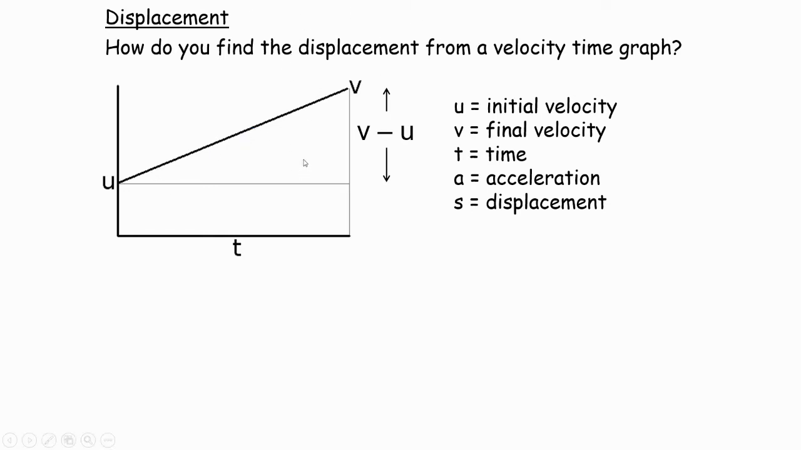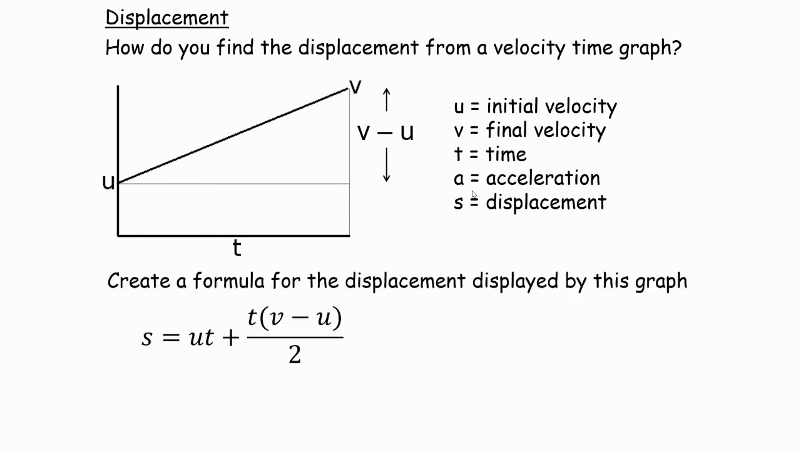So if we do that in terms of u, v, t, and all that, we will generate another equation. So the bottom rectangle is u high and t wide, so it's u times t. And this is a triangle, so it's half base times height. So the half, that's divided by 2. Base is t, and height is v minus u. So that's that. So it looks a bit complicated.